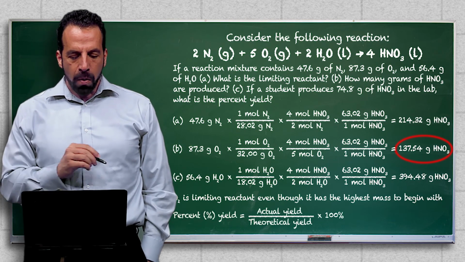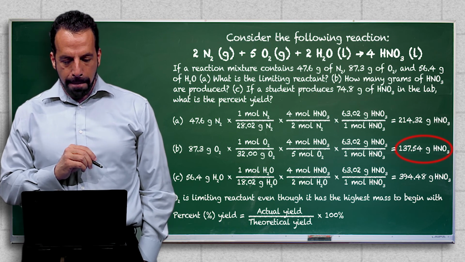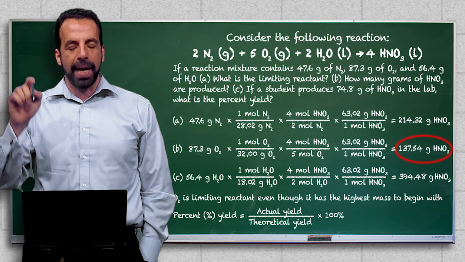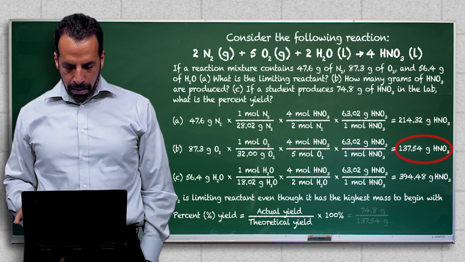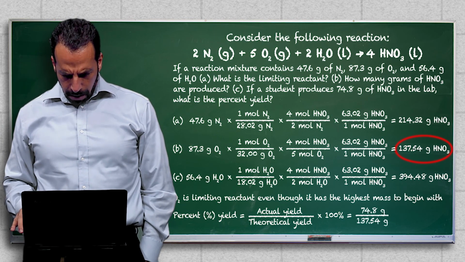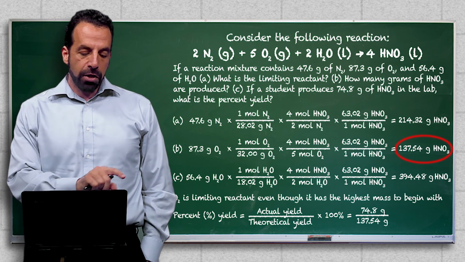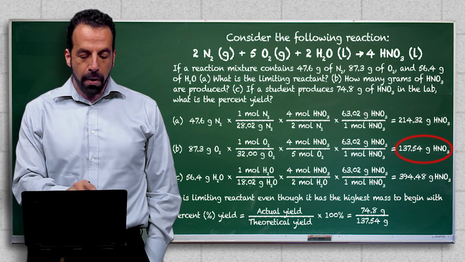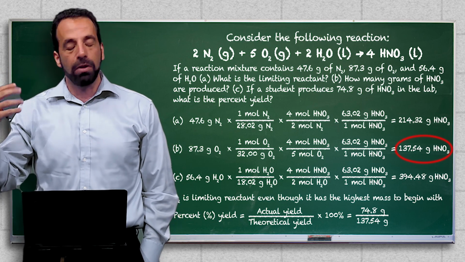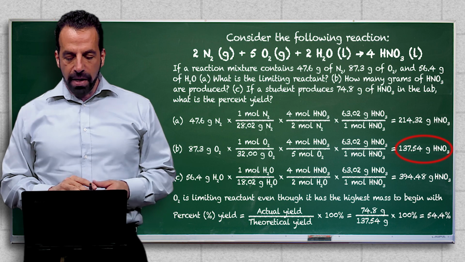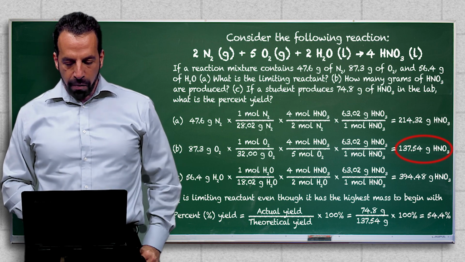Last one is, what is the percent yield? So again, it's actual over theoretical. So theoretical is what we get from calculations. That's going to be 137.54 grams. This student got 74.8 grams. That's what this student got actually in the lab. Multiplied by 100, and then you end up with 54.4%.